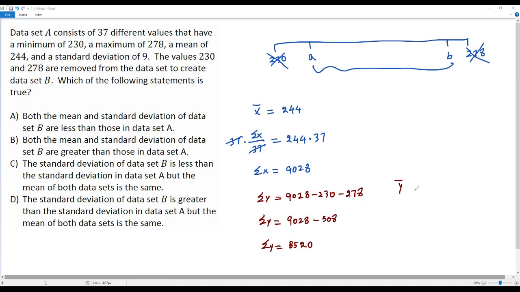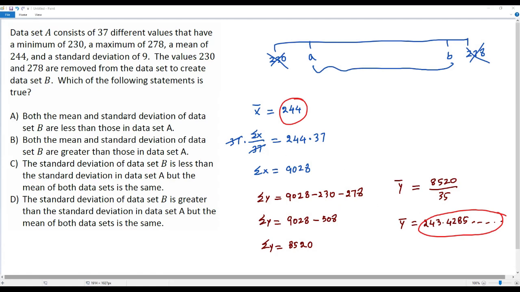Here I got the sum of the 35 values in the new data set B, that is 8520. Now let me get the arithmetic mean of the new data set, given by y bar. We have to divide the sum of the 35 values, 8520, by the number of values, 35. When I divide 8520 by 35, I get 243.4285, and it keeps going. Now let's compare the mean of the original data set A, which is 244, and the mean of the new data set B, which is 243.4285 and so on. Clearly, the mean of the new data set B is smaller than the mean of the original data set A.